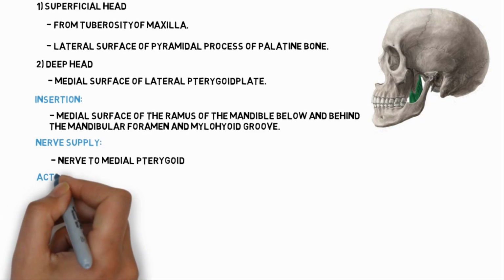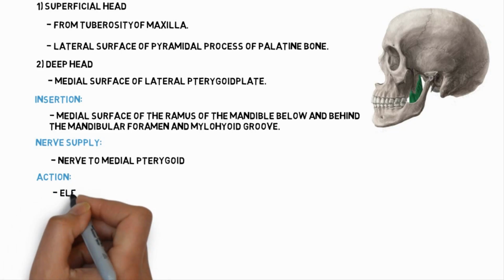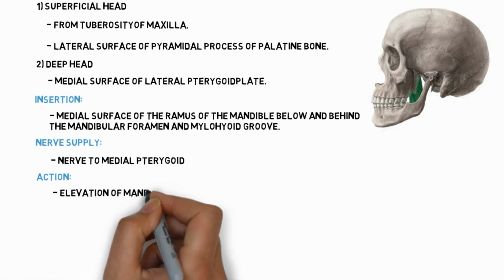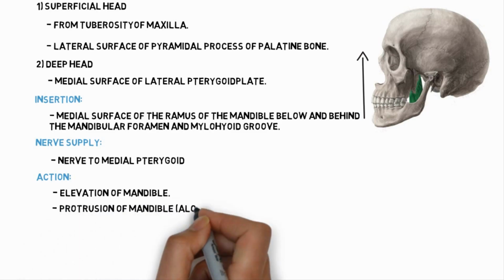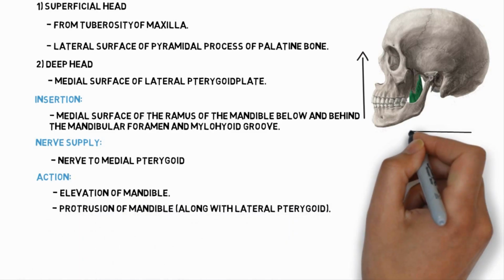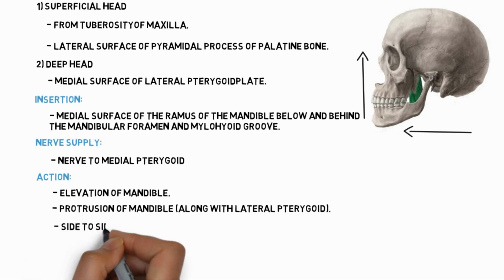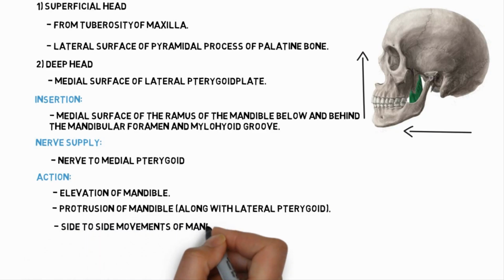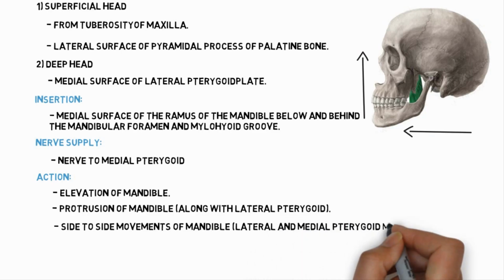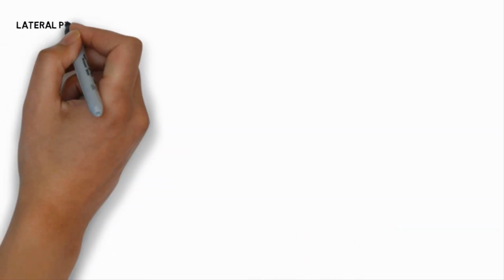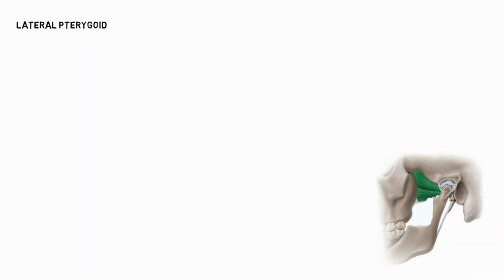Coming to the actions of medial pterygoid, it helps in elevation of the mandible, protrusion of the mandible along with the lateral pterygoid muscle, and side to side movement, that is lateral movements of the mandible, with the help of the lateral pterygoid. Coming to the final muscle, that is lateral pterygoid, also known as external pterygoid muscle.